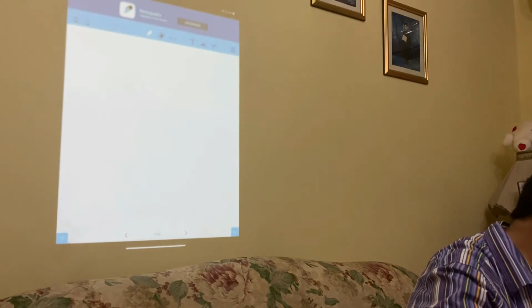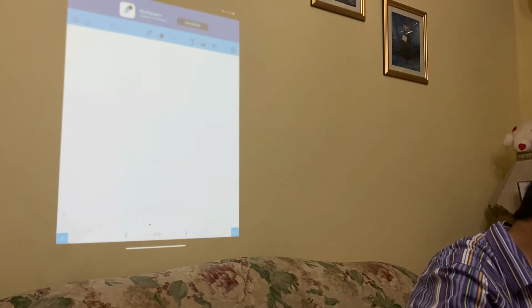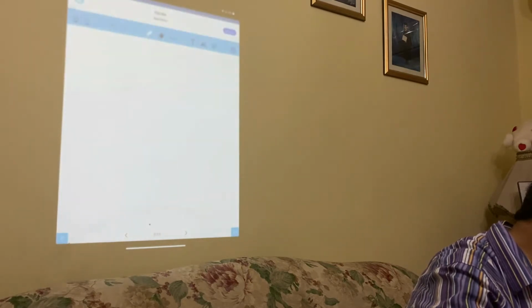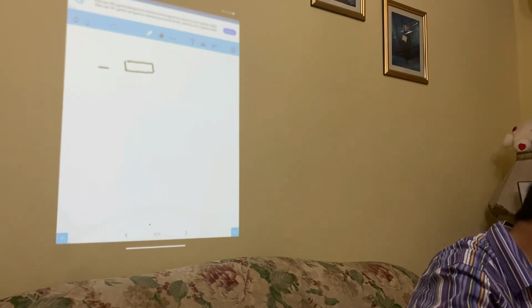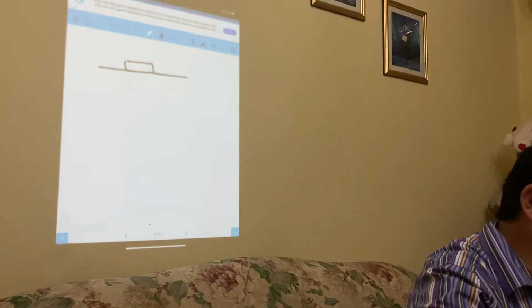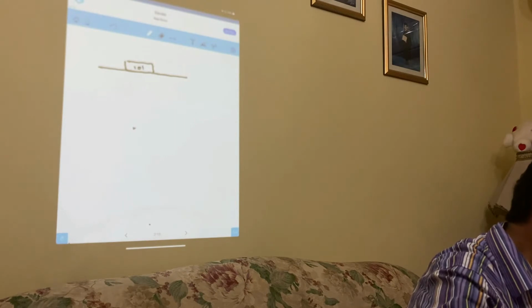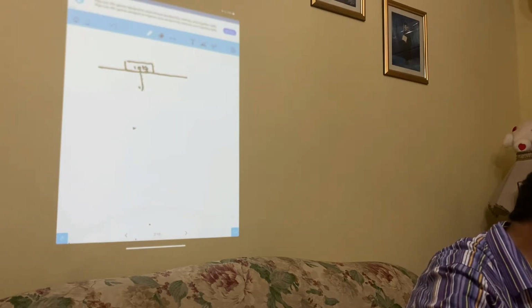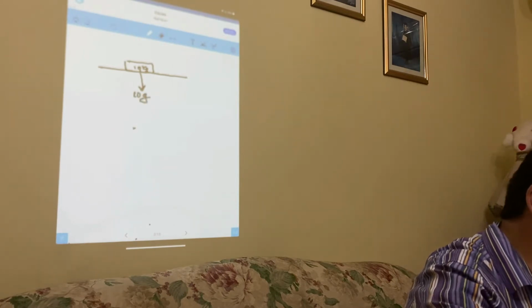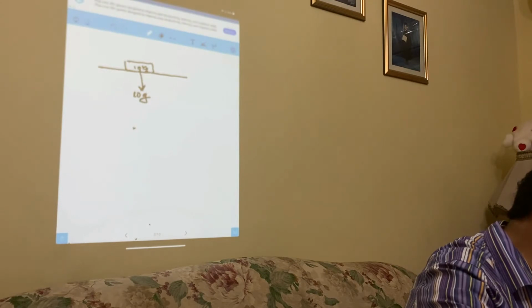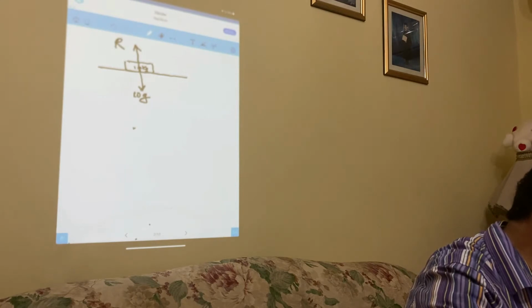For example, I have a block on a horizontal surface. The block weight is 10 kilograms. The weight is 10 g. In this example, there are no other forces, just the normal reaction and the horizontal force P.